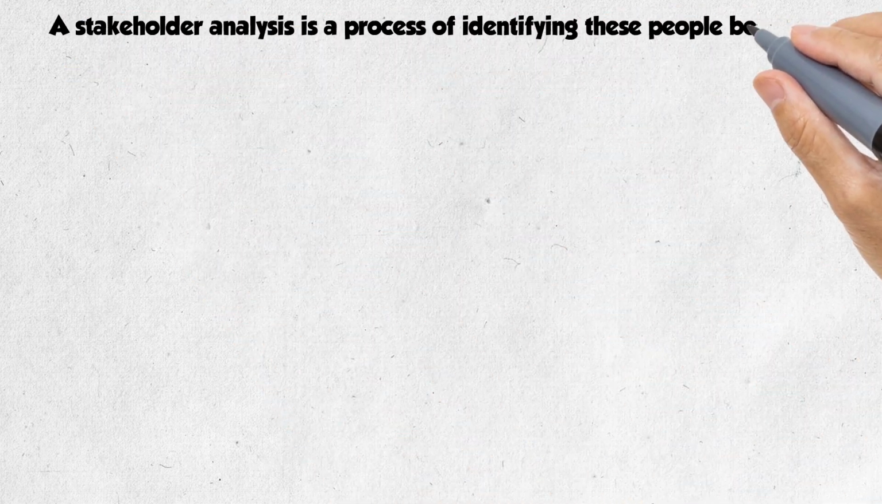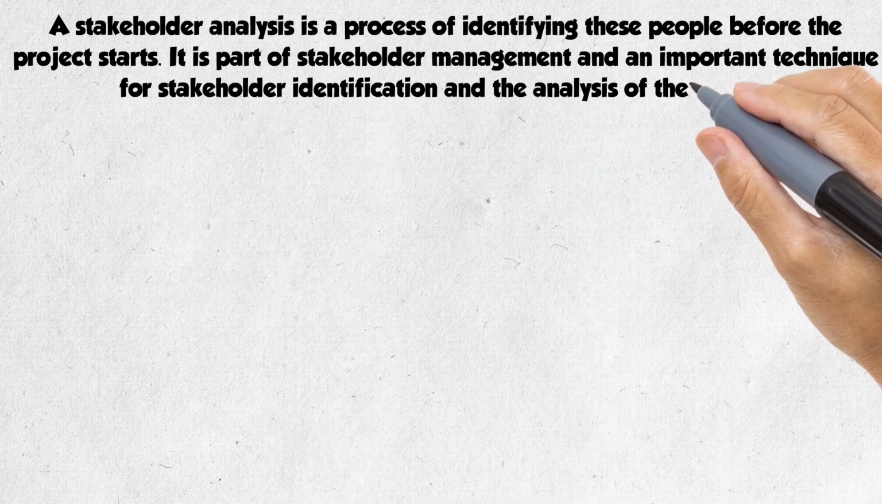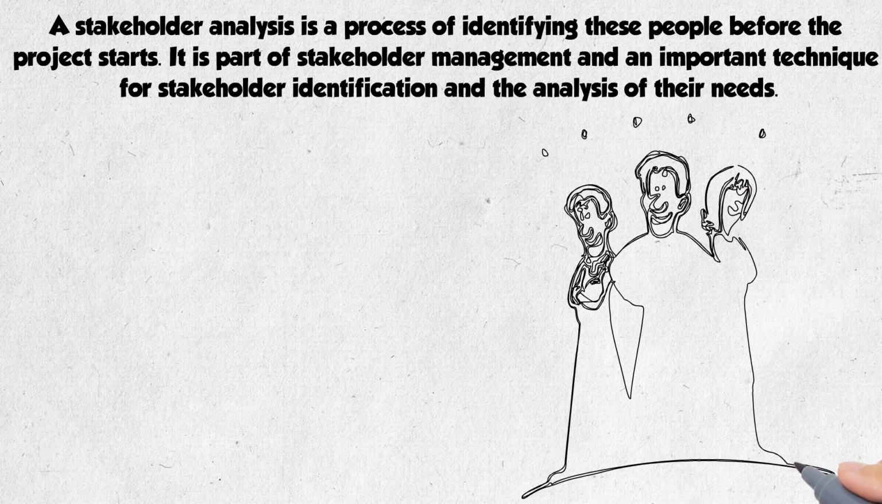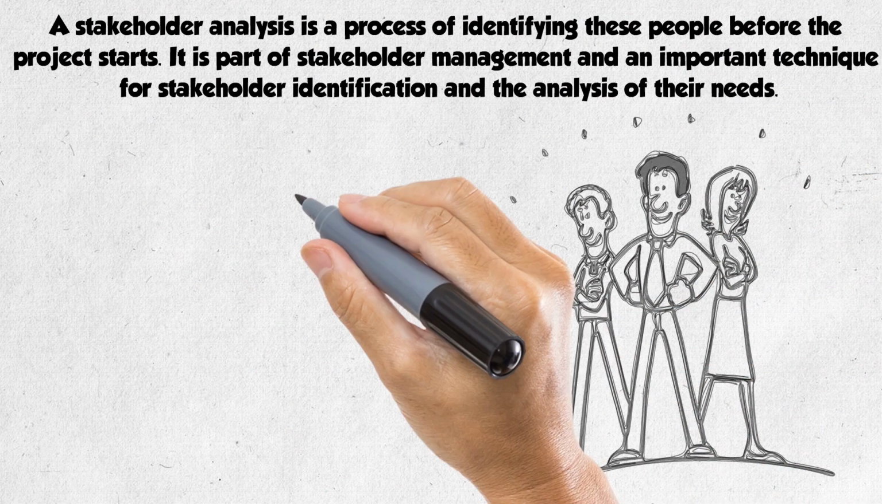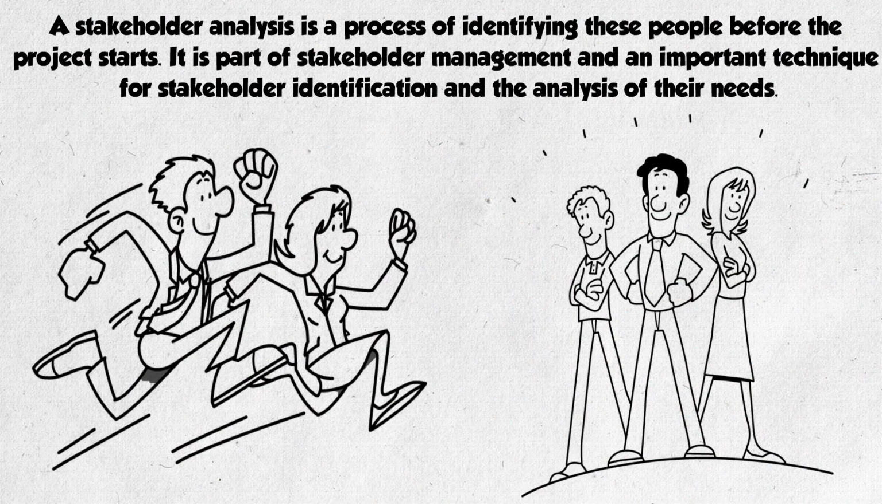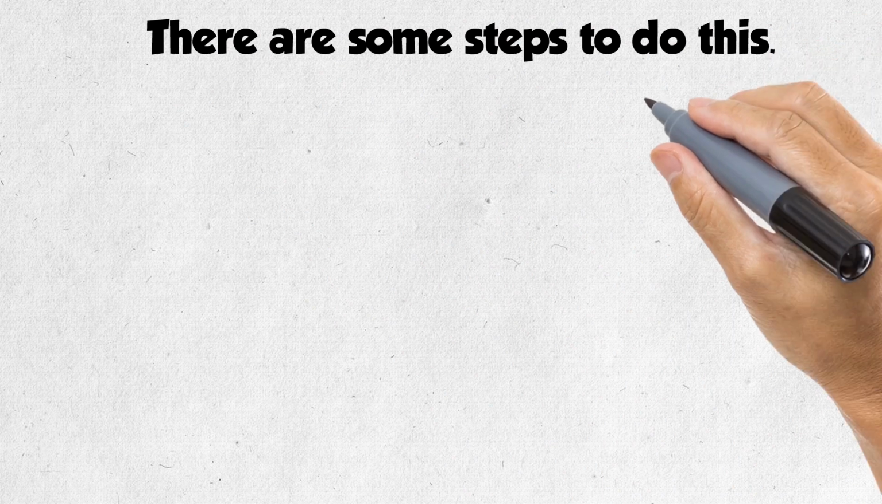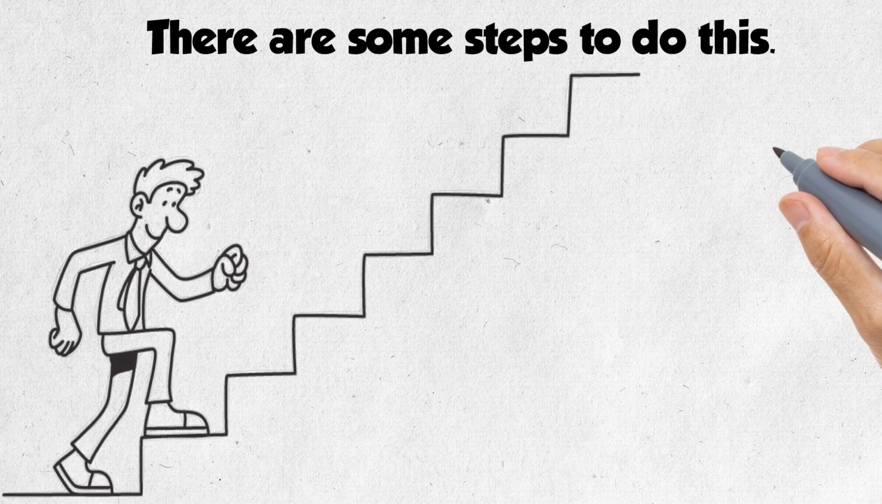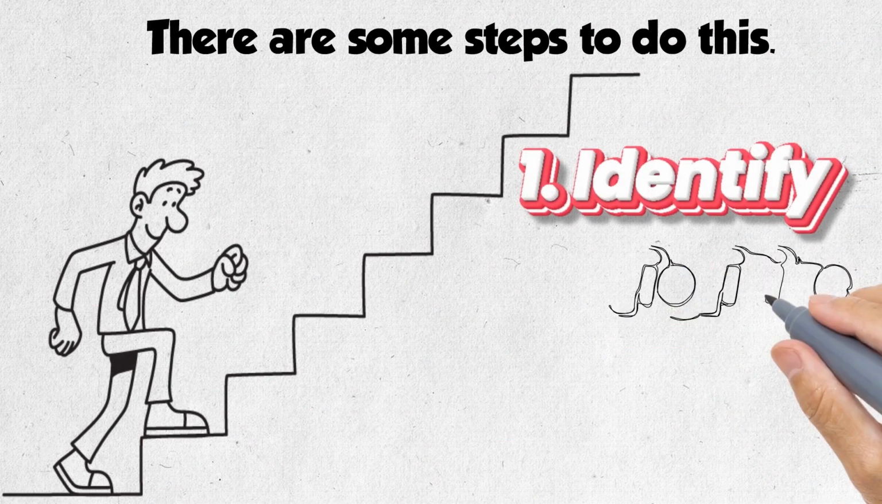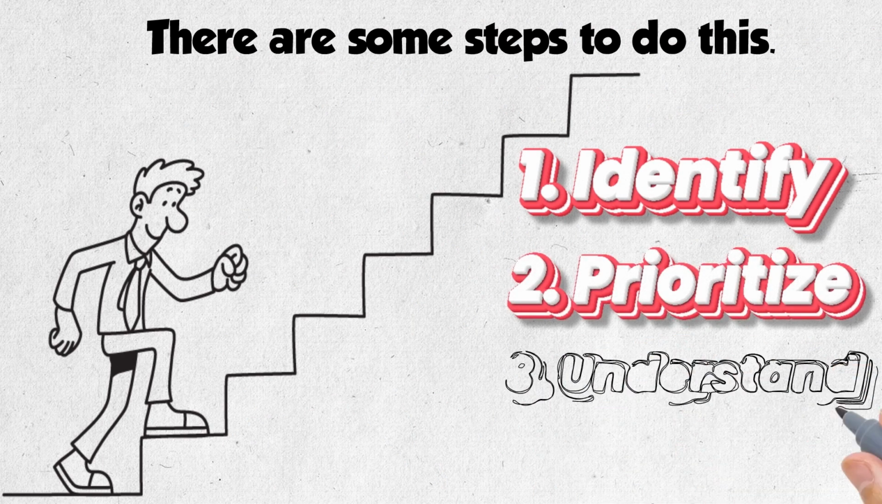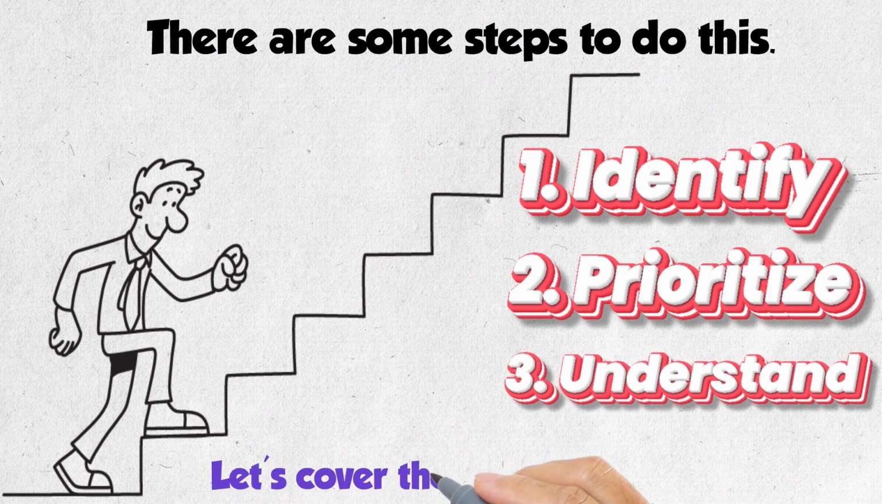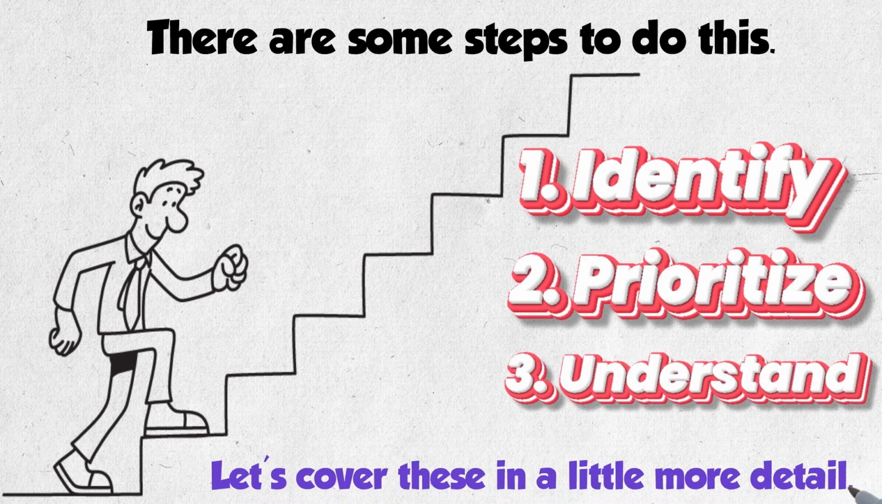A stakeholder analysis is a process of identifying these people before the project starts. It is part of stakeholder management and an important technique for stakeholder identification and the analysis of their needs. There are some steps to do this. 1. Identify. 2. Prioritize. 3. Understand. Let's cover these in a little more detail.